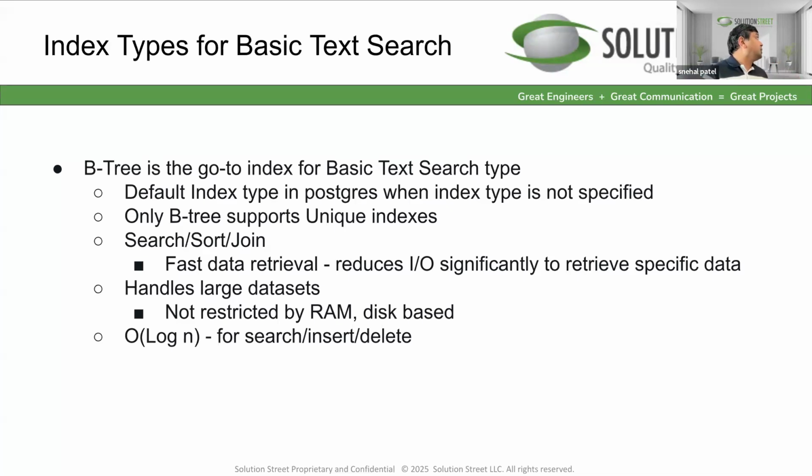Only B-tree supports unique indexes, that is, the indexes for primary keys and unique keys. B-tree is useful in performing search, sort, and join operations. Faster data retrieval is made possible by reducing the I/O significantly. It is able to work with a large data set because it is based on disk and not restricted by RAM. It offers order of log n time complexity for search, insert, and delete operations.